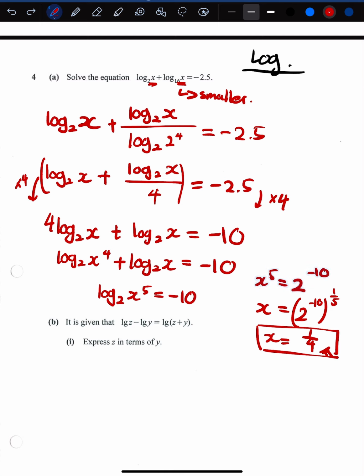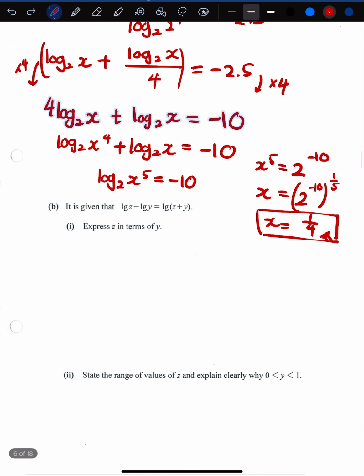Okay, the next one they tell you it is given that log z minus log y equals log of z plus y. Express z in terms of y. Over here you can see that on the left hand side you can just combine them together using our combine rule. Because it's minus, my logarithm functions will divide to give me z over y. This on the left hand side equals log of z plus y.